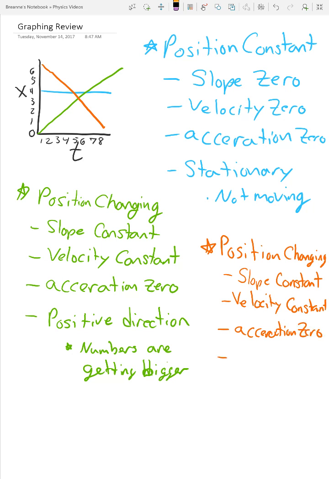But the big difference, you notice we have the same thing, position changing from the green, position changing for the orange, slope constant, slope constant, velocity constant, acceleration 0, but we're moving in the negative direction. And we know this because our numbers are getting smaller. And look, we're going from 6 to 5 to 4 to 3 to 2 to 1. Our numbers are getting smaller.